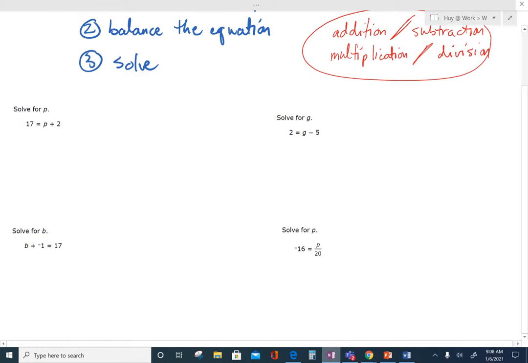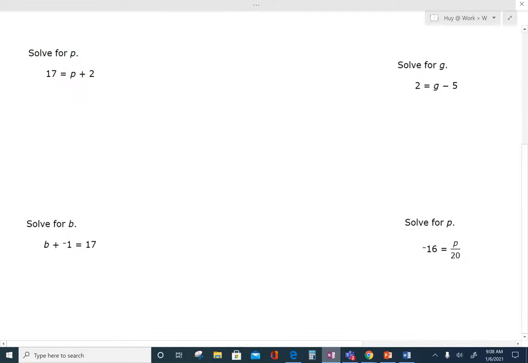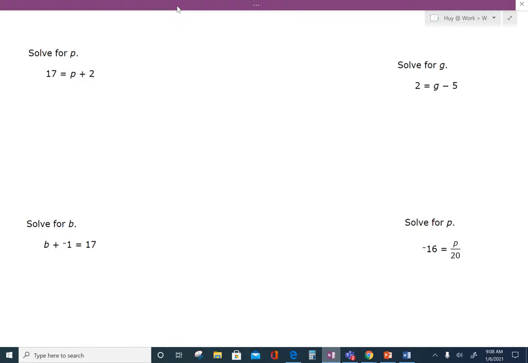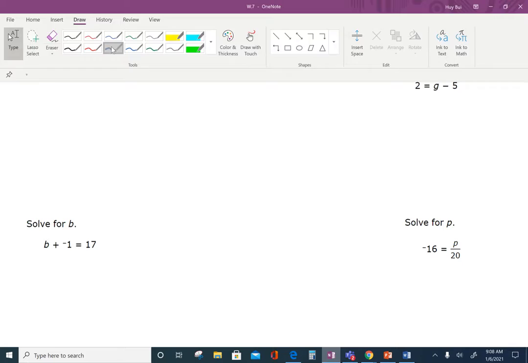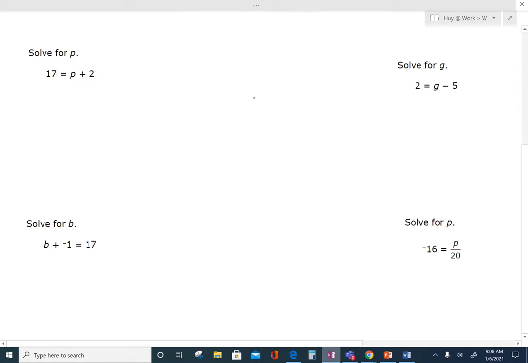All right, so let's look at the first example here. It says solve for the letter P. 17 equals P plus 2, all right? So the opposite of plus 2 is a minus 2. All right, so there's your inverse operation. We're going to balance the equation because it's equal. Then we're going to have to do both sides because that's fair. It's equal. So we do it on the right side. Now we're going to have to do it on the left side.